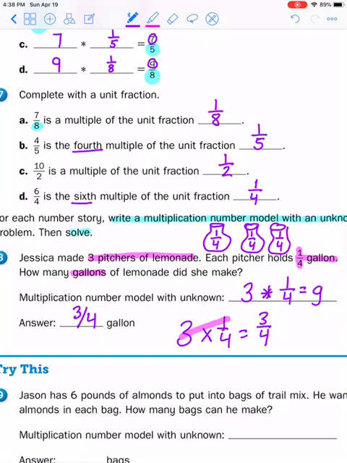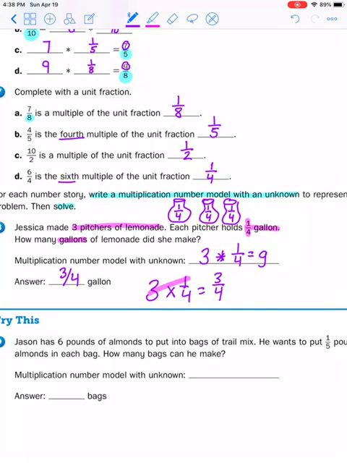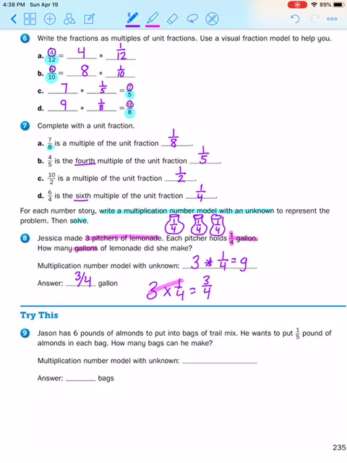Okay, let's try this bonus problem. Jason has 6 pounds of almonds to put into bags of trail mix. He wants to put 1/5 pound of almonds in each bag. How many bags can he make? So we know that he has 6 pounds of almonds. He wants to use 1/5 pound of almonds in each of the bags. How many bags can he make?